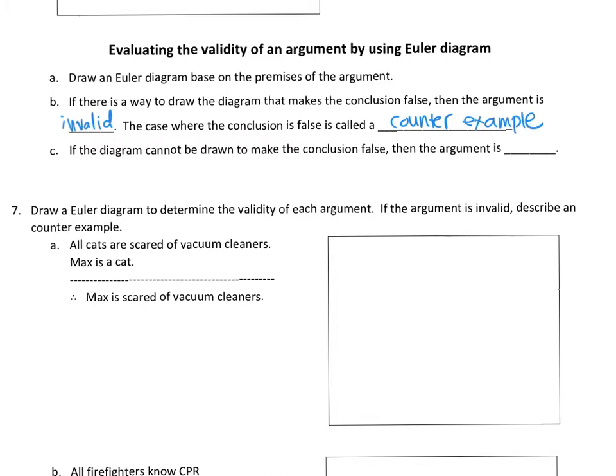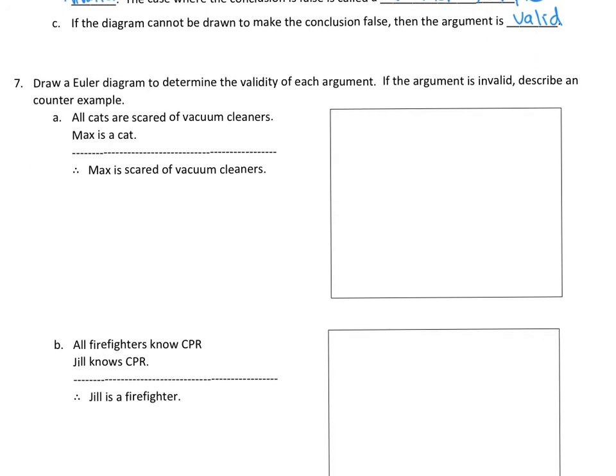If the diagram cannot be drawn to make the conclusion false, then the argument is valid, because that's the definition of a valid argument. That means the conclusion has to also be true. All right, let's look at some examples here. Number 7. Draw a diagram to determine the validity of each argument. If the argument is invalid, describe a counterexample. So this is important. When I show an argument is invalid, I have to show where I have a counterexample, where the conclusion is false.